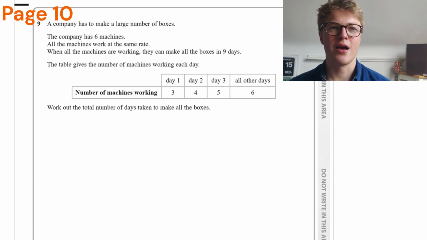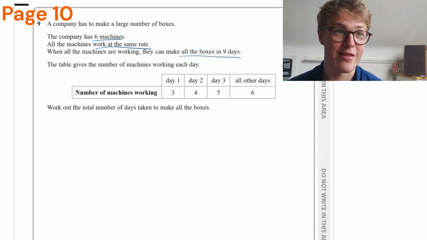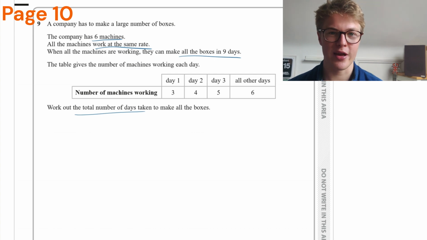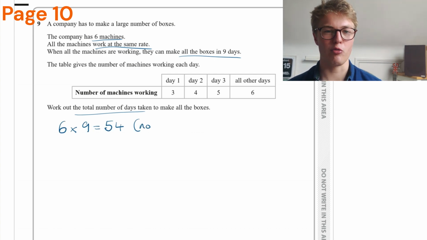A company has to make a large number of boxes. A company has 6 machines. All the machines work at the same rate. When all the machines are working, they can make all the boxes in 9 days. The table gives the number of machines working each day. Work out the total number of days taken to make all the boxes.